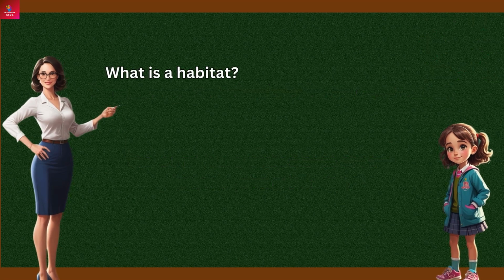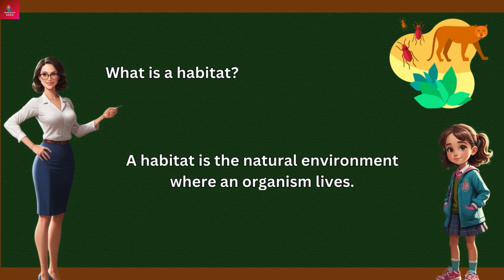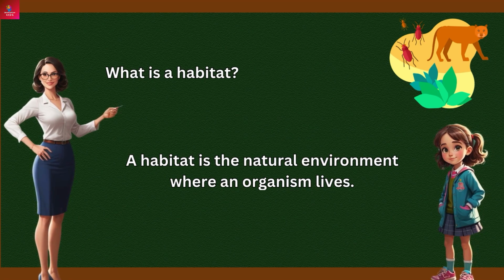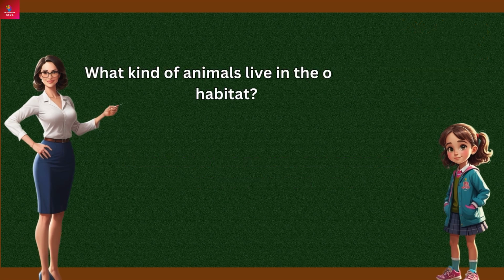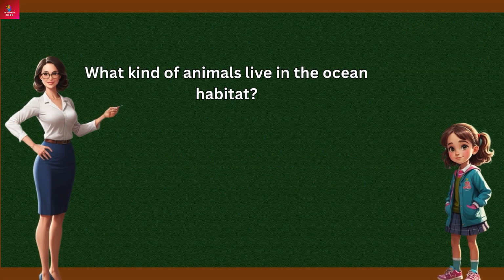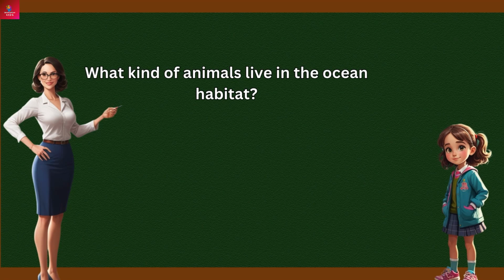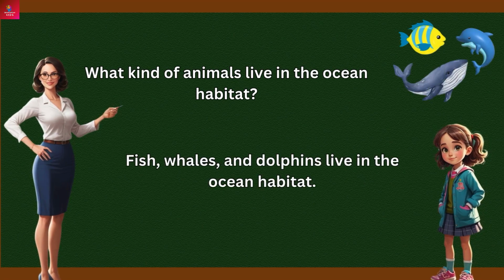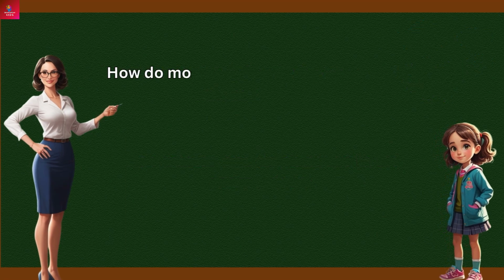What is a habitat? A habitat is a natural environment where an organism lives. What kind of animals live in the ocean habitat? Fish, whales, and dolphins live in the ocean habitat.